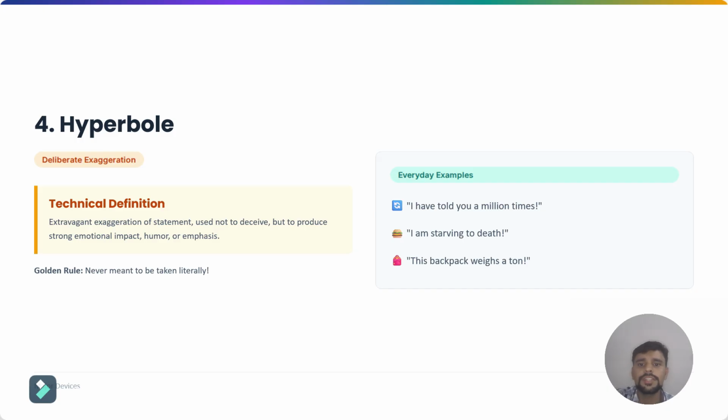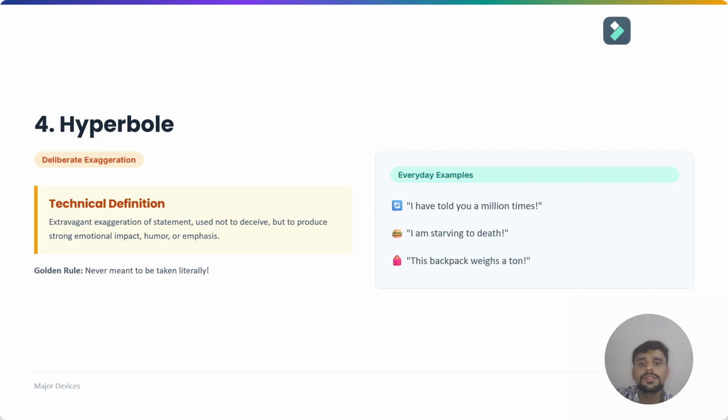Imagine a student saying, "This homework is difficult." Now compare: "This homework is impossible." The second statement creates stronger emotion. Hyperbole is everywhere. "I'm dying of laughter." "I have been waiting forever." "This is the best day of my life." "I have called you 100 times." "I'm so tired I could sleep for a year."